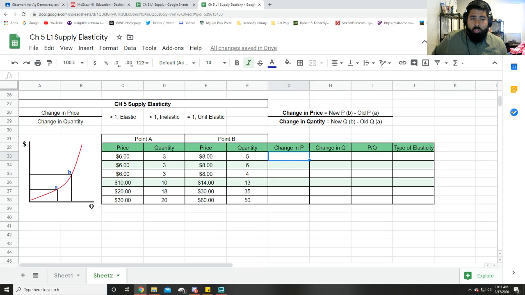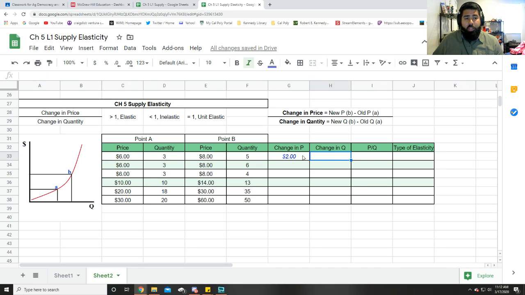So we're going to go through this first product over here. So change in price. How are we going to do that? Remember, that's going to be your new price subtracted by your old price. So we're going to press equals on that cell right there. We have our price of $8, which is our new price at point B, subtracted by the price at point A, which is $6. Perfect. That should be 2 buckaroos that you get on there.